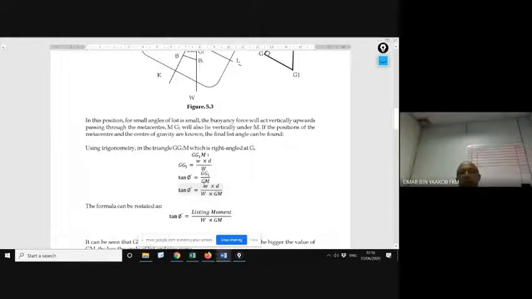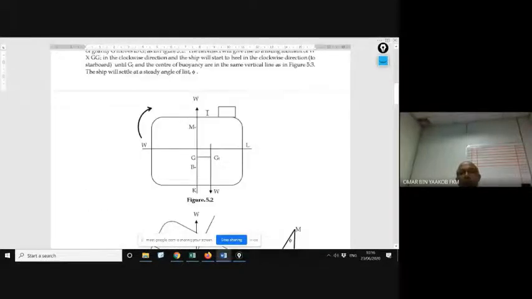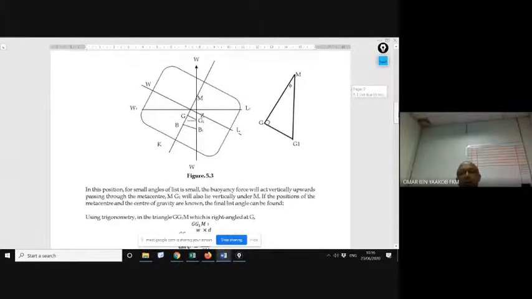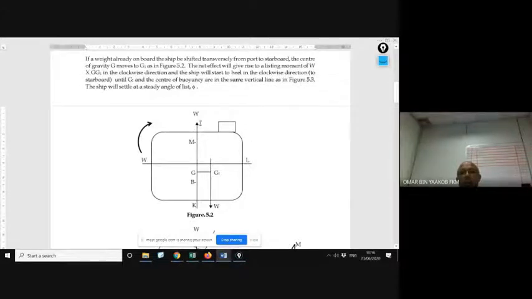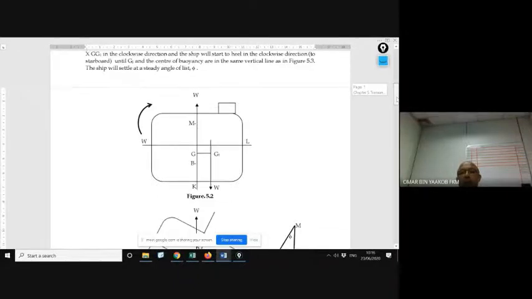Tangent phi is the listing moment. Listing moment means the moment that is listing the ship. Like this, basically, the listing moment is the weight moved from the center line to here. So this weight times D, the distance moved, divided by the displacement of the ship, delta here, times GM. So in this case, the listing moment is W times D, because the weight moves from here to here, the distance D. Okay, but in other conditions, the listing moment may come from something else.